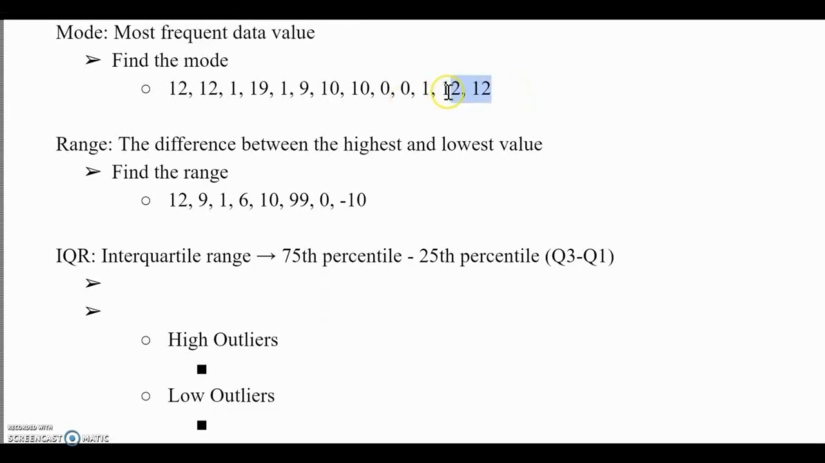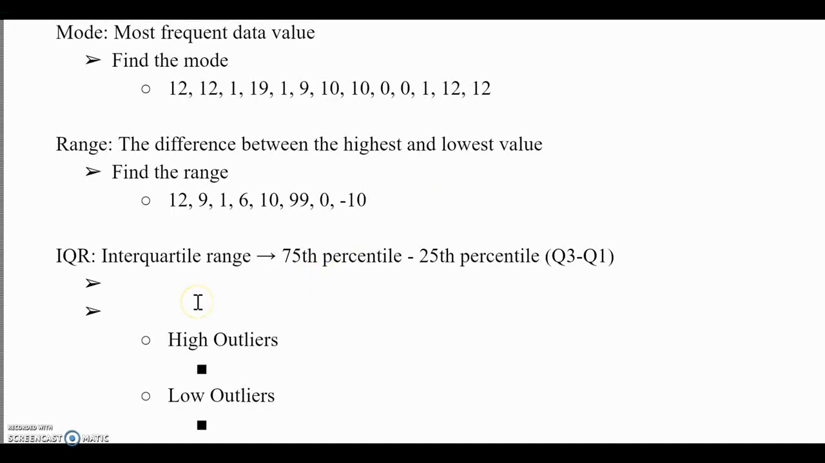It's 12, because the occurrence of 12 is 4 times. The range is very simple. It's the difference between the highest and the lowest value. Find the range of this data set, which I can tell you right now is 99 minus negative 10, which is 109. So your range can be positive, it can be negative, it can also be 0 if your highest and lowest values are equivalent.